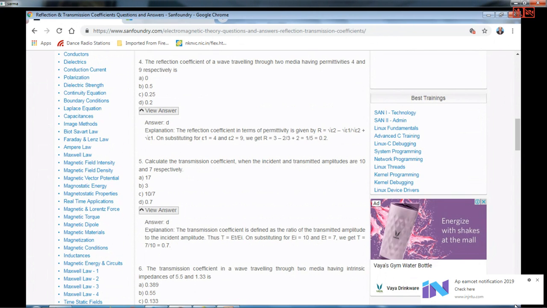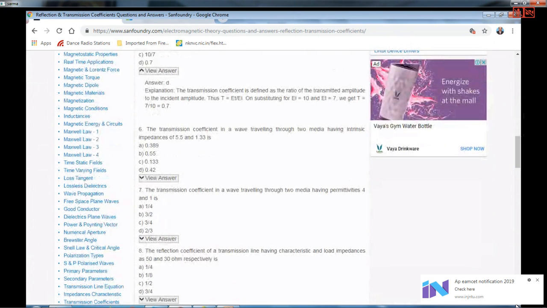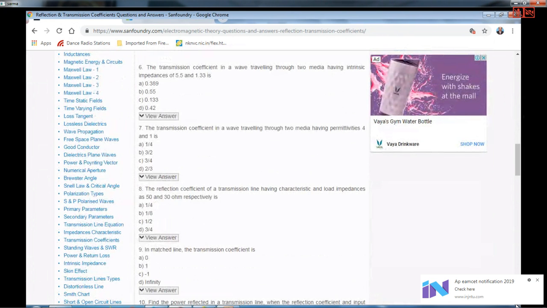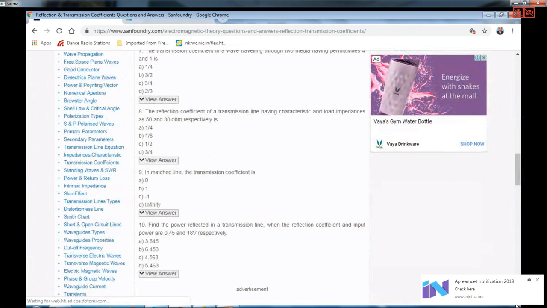Right? So again, the next question is on the same lines, transmission coefficients. Question number 8, let us try to discuss now for more familiarity. Reflection coefficient of a transmission line having characteristic and load impedances of 50 and 30 ohms. So the reflection coefficient is going to be calculated at the load location. The characteristic impedance is given as 50, whereas the load impedance is given as 30. So 30 minus 50 by 30 plus 50.